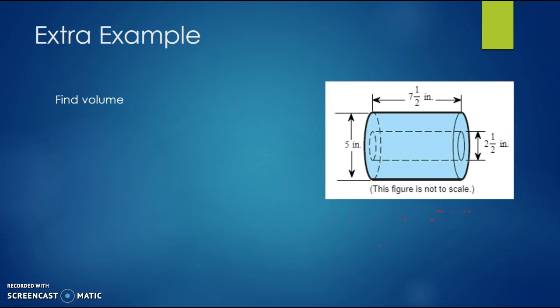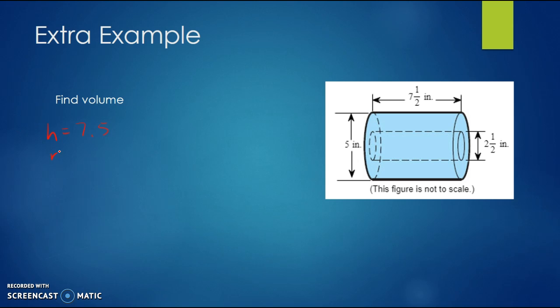So here's an extra example because you have one similar to this on your homework. And so we're wanting to find the volume. And so when I look at this, I notice that there is a hole or a cylinder cut out of the cylinder. And so when we're looking for the actual volume, we're looking for the volume of the big minus the volume that was cut out or taken away. So our height for both of these is going to be 7.5. Now, we have two radiuses.